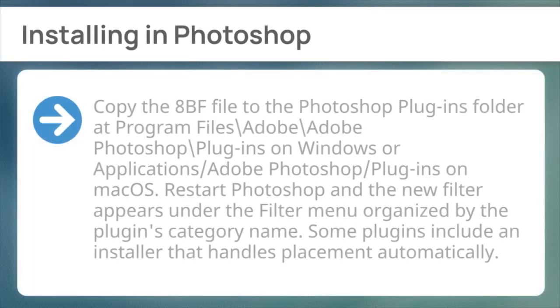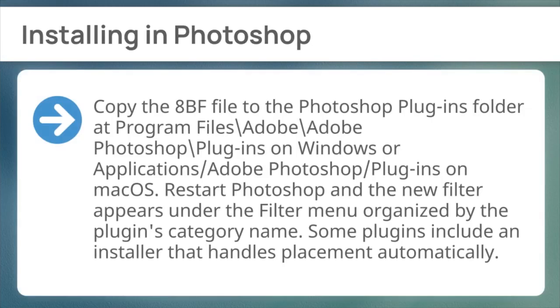First, installing in Photoshop. Copy the 8BF file to the Photoshop Plugins folder at Program Files, Adobe, Photoshop, Plugins on Windows, or Applications, Adobe Photoshop, Plugins on macOS. Restart Photoshop and the new filter appears under the Filter menu, organized by the plugin's category name. Some plugins include an installer that handles placement automatically.